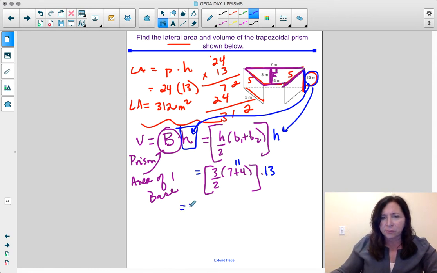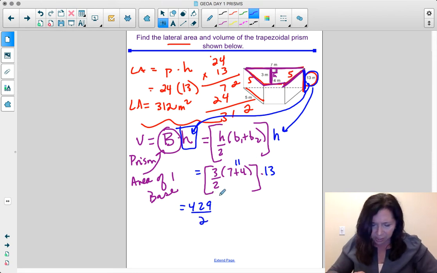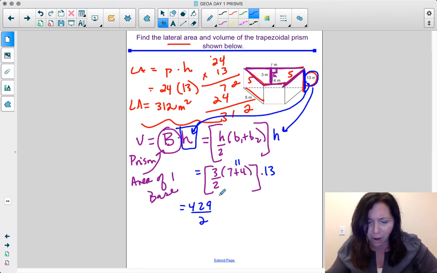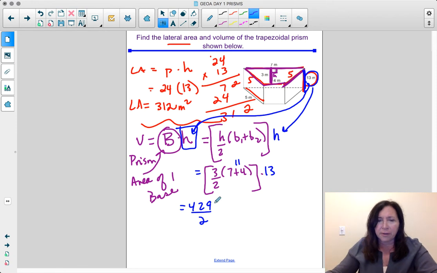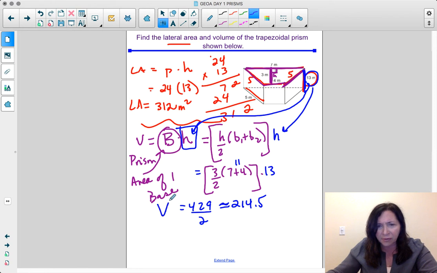So this equals 429 divided by 2. I didn't cancel that 2 out with anything because you have to definitely not this. So 429 divided by 2 is approximately 214. So it's about 214 plus 0.5. So it's equal to 214.5. So this is my volume.